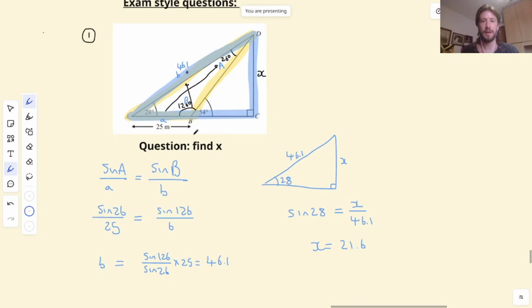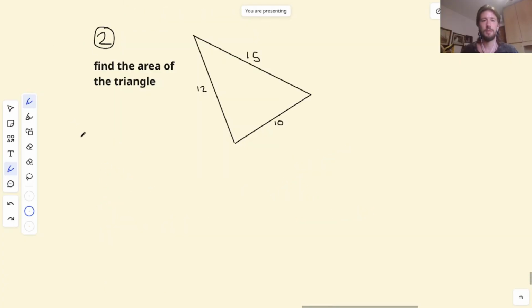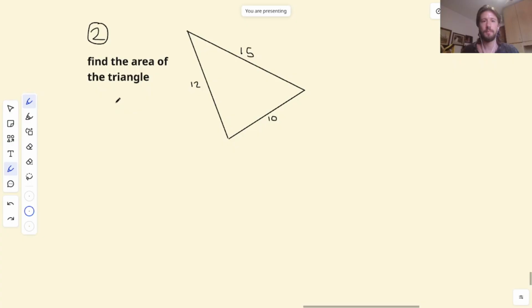There are alternative paths. You could try and find this side here instead. Or you could try and find this side somehow and get that total length. You could try them out yourself if you want. Okay, on to the next question.